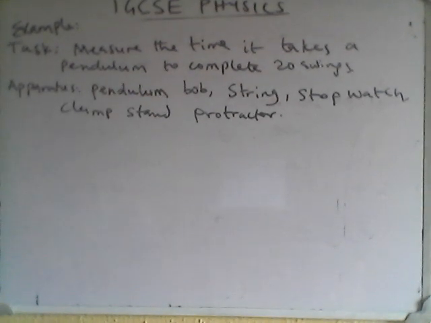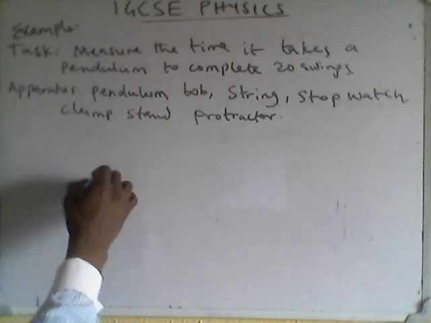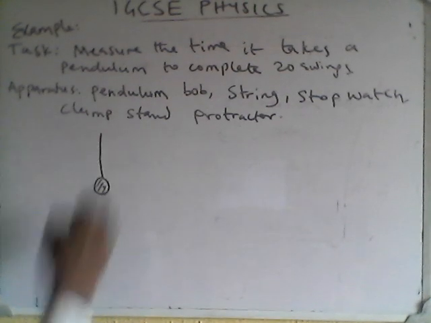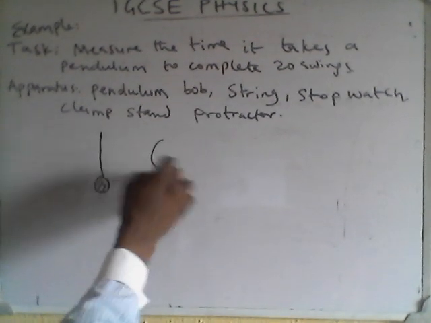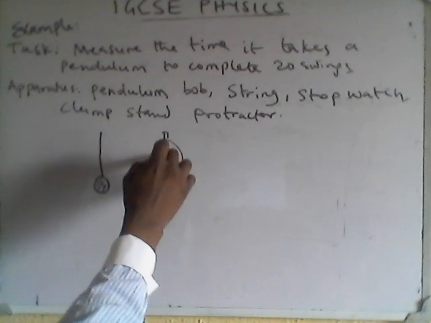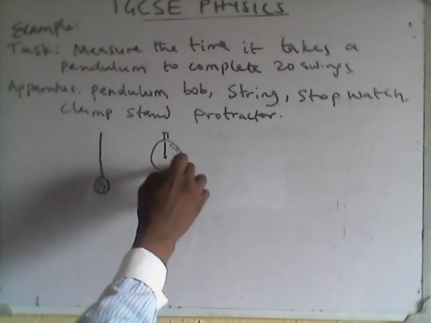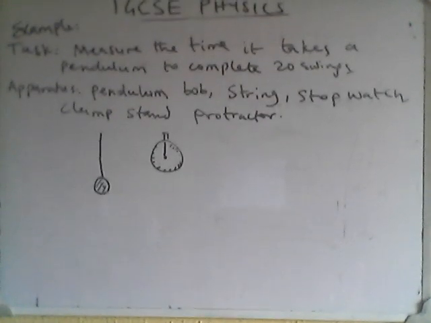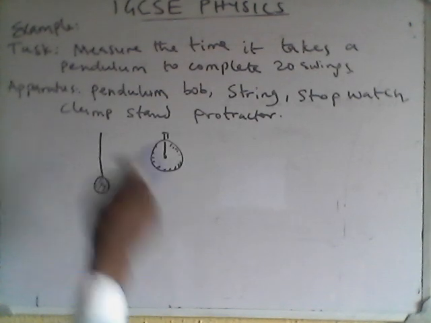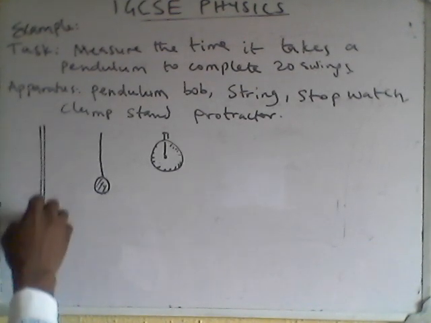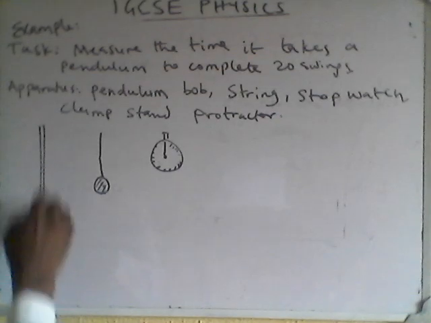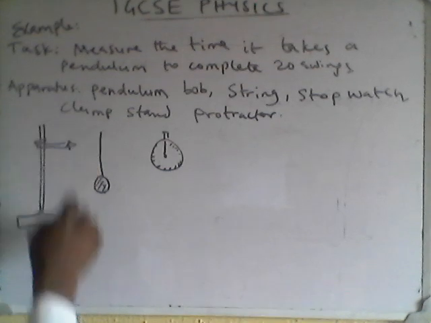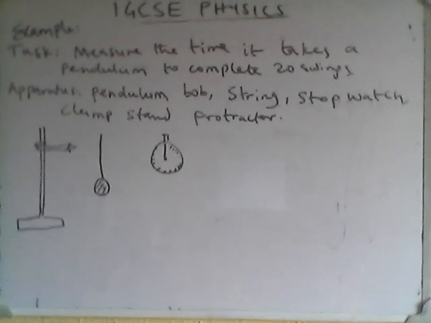The pendulum bob looks like this. This is the bob with a string. So this is the bob, and this is the string. Then there's a stopwatch, calibrated like this. Okay. What else do we have? We have a clamp. The clamp looks like this. This clamp is to hold this bob and string.